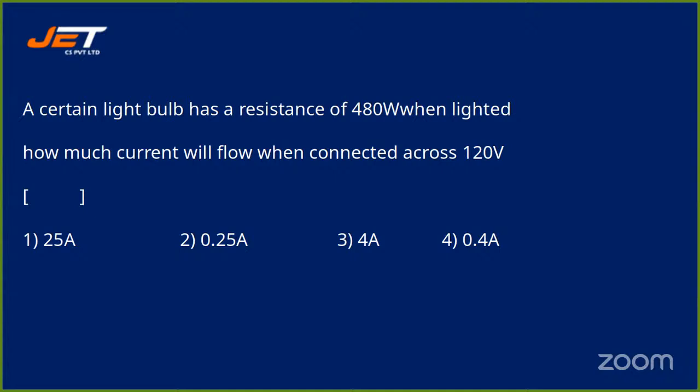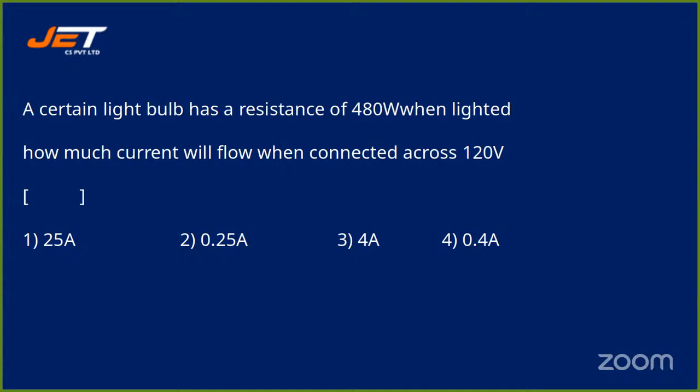So the simple formula is V is equal to IR here, right? That is coming from Ohm's law. V is equal to IR. What is V here? 120 volts, and we have the resistance value 480. We need to find out how much current is passed. If V is equal to IR, if I rearrange the terms, it will be I is equal to V by R, right? So V is equal to IR, but I is equal to V by R.